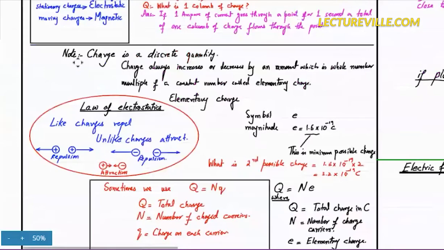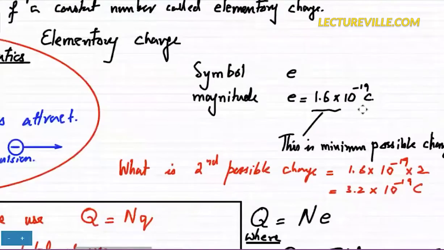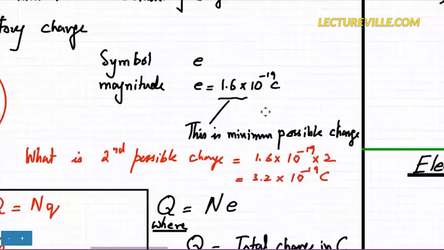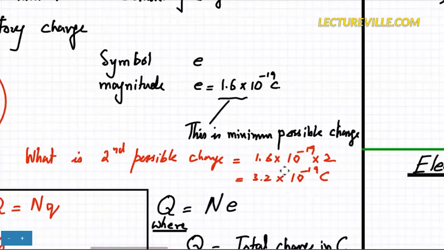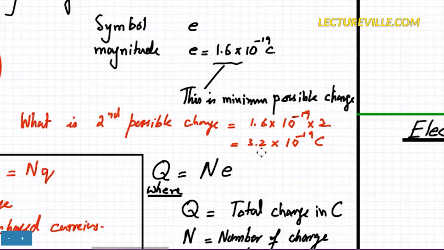Now, charge is a discrete value and it has an elementary value of 1.6 into 10 to the power minus 19. Minimum charge that can be there on an object is this, 1.6 into 10 to the power minus 19. The next possible charge is 3.2 into 10 to the power minus 19. So minimum charge is 1.6 and next charge is 3.2. And there are no in-between values between 1.6 and 3.2.